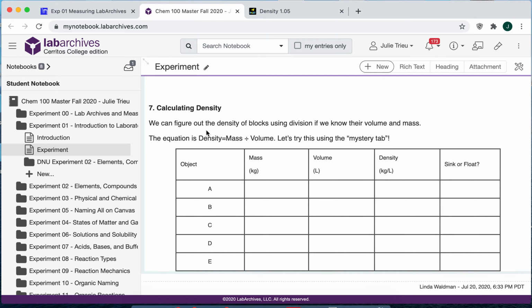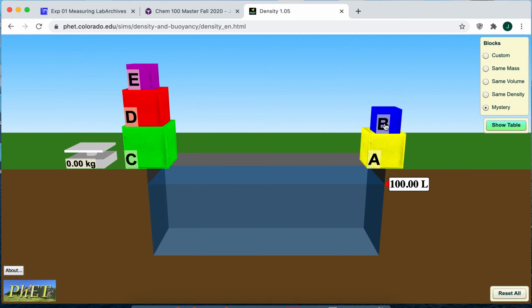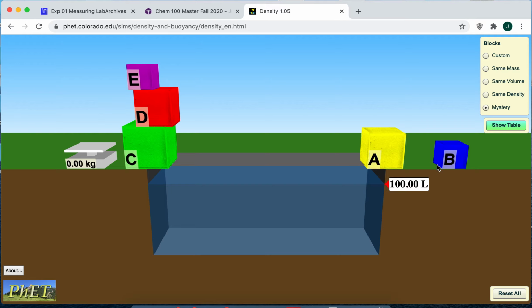Calculate density. So we can figure out the density of a block using division. The density is a ratio between mass and volume. So let's get back to the simulation. You have 5 different blocks: A, B, C, D, E. You're going to figure out each block's density, and you're going to calculate this density.